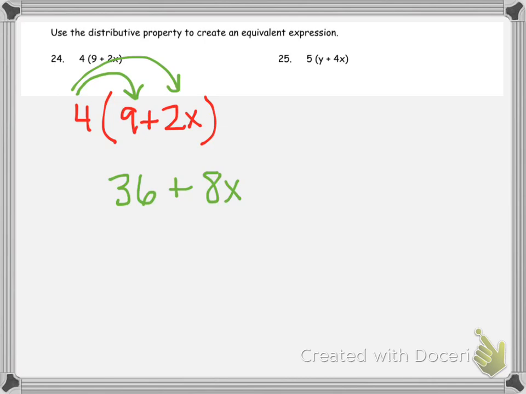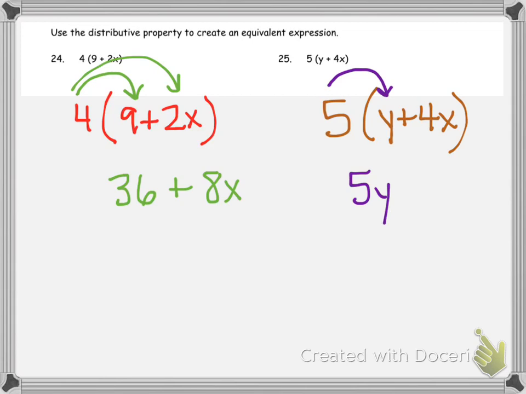All right, number 25, I'm going to do the same thing. I'm going to rewrite this, 5 times the quantity y plus 4x, and then I'm going to distribute the 5. I'm going to deliver this newspaper. The 5 goes to the y, and that's 5 times y, 5y. And then this 5 goes to the 4x. 5 times 4x is 20x. And remember, I can't add these together because this one's an x and that one's a y. Different teams can't add them together.